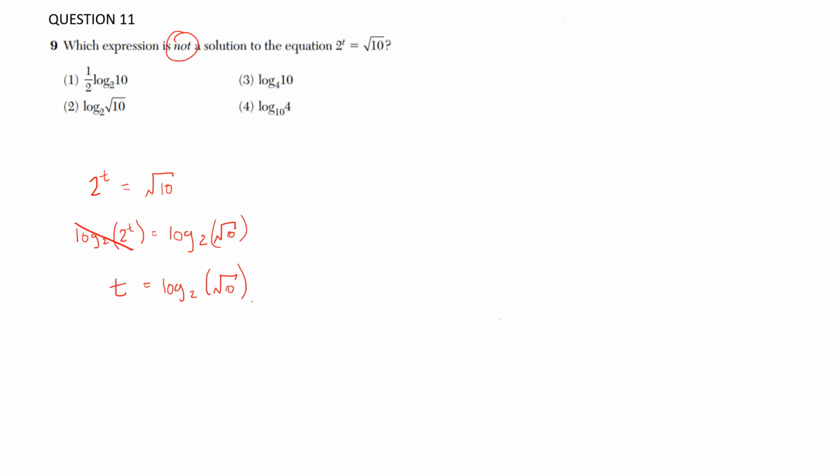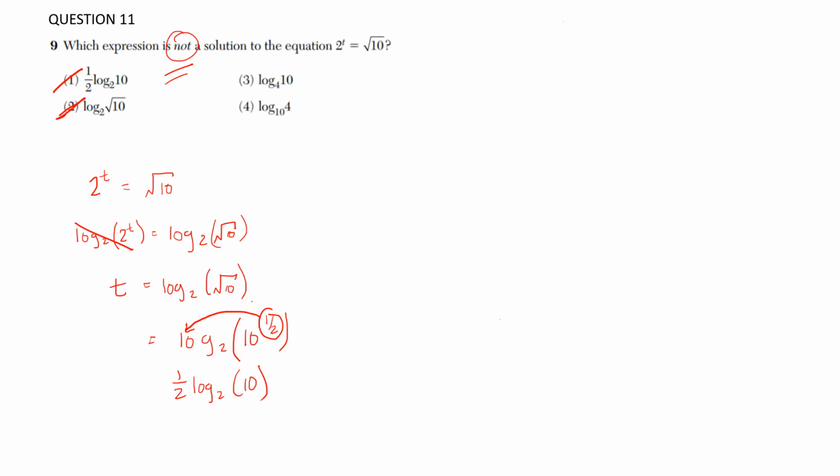Okay, so we know what t is equal to. It's asking us what it's not equal to. So let's do a couple things here. Log base 2 of square root of 10 is choice 2. That's the same thing. Using log rules one more time, this is actually also equal to log base 2 of 10 to the 1/2 power. That's a square root, right? And by the rule of logs, you can bring that exponent down as a coefficient in front. That's 1/2 log base 2 of 10, and that is choice 1. So we can eliminate that as well.